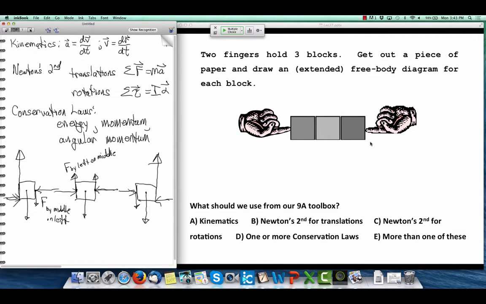Almost any time you draw a large object and there are forces applied in lots of different places, you are going to need to think about translational motions and rotational motions. Almost always. Not always, but almost always.